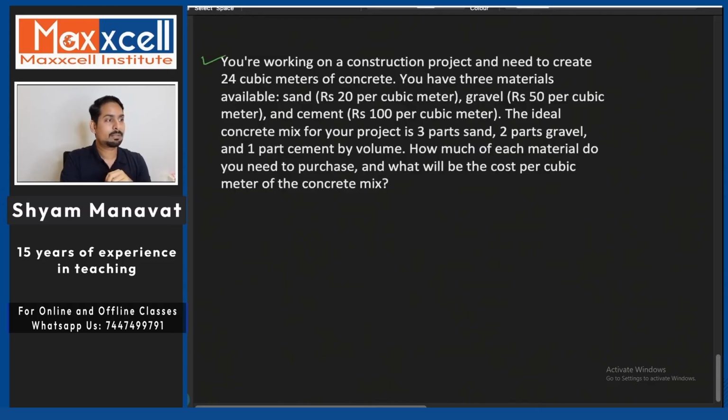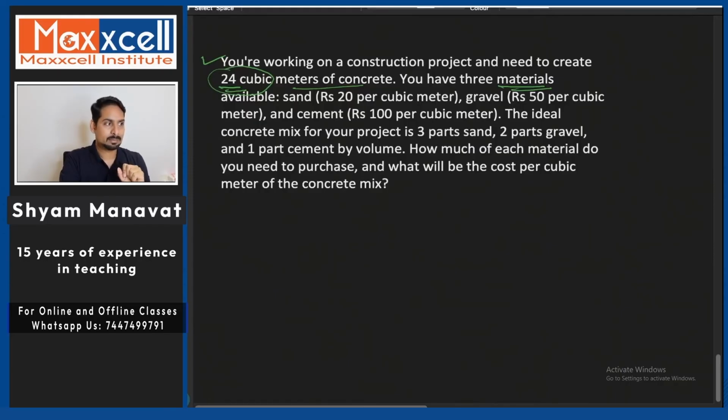This says you are working on a construction project. You need to create 24 cubic meter concrete. 24 cubic meter concrete quantity, total quantity you have. Like in the previous question, you have to make a total mixture of 5 kg. Similarly, in this, the total quantity of 24 cubic meter is given. You got 3 materials this time. Instead of 2, you are mixing 3 things. It will not change the explanation. It will remain the same.